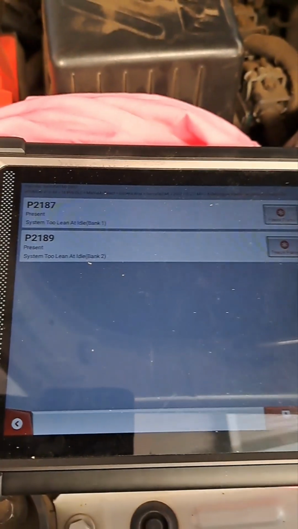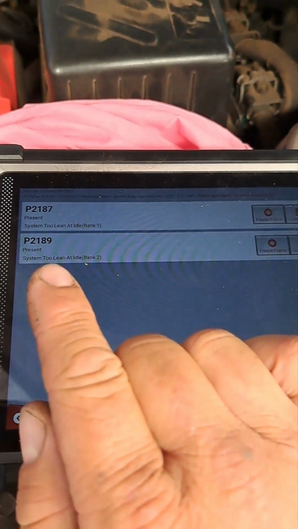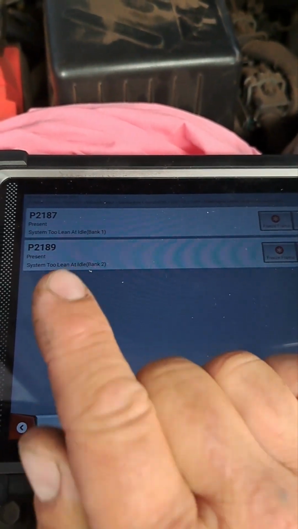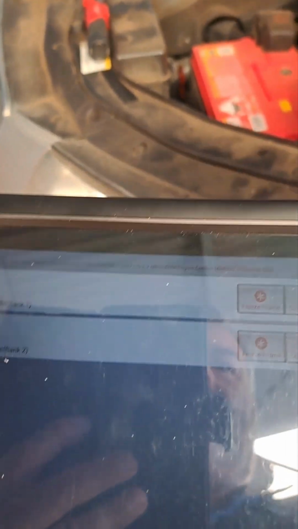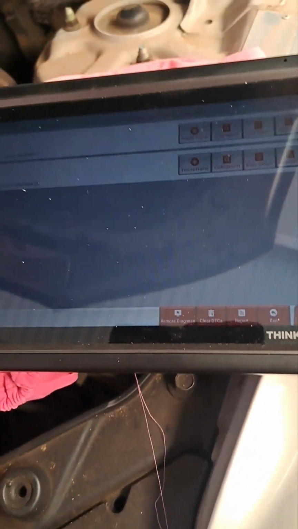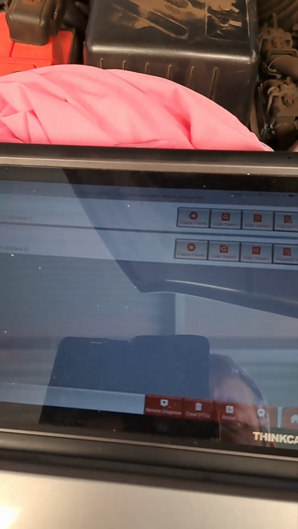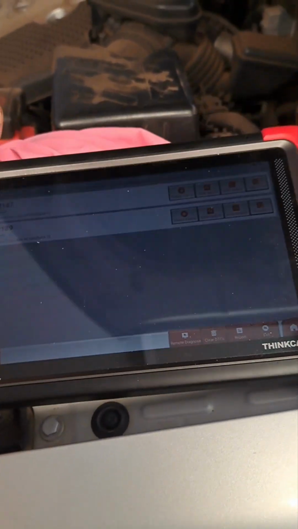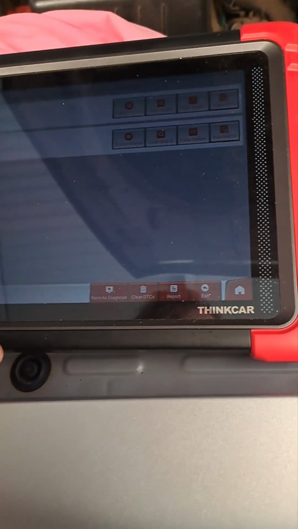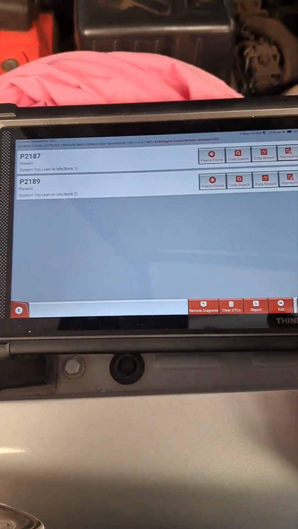So what we're going to have to do now, I need to see what the fuel trim data actually is. So let's get some light on the subject here. It's pretty dark, isn't it? Oh, you can see my head. That's bad. Hang on. All right, that's better. It went into sleep mode.